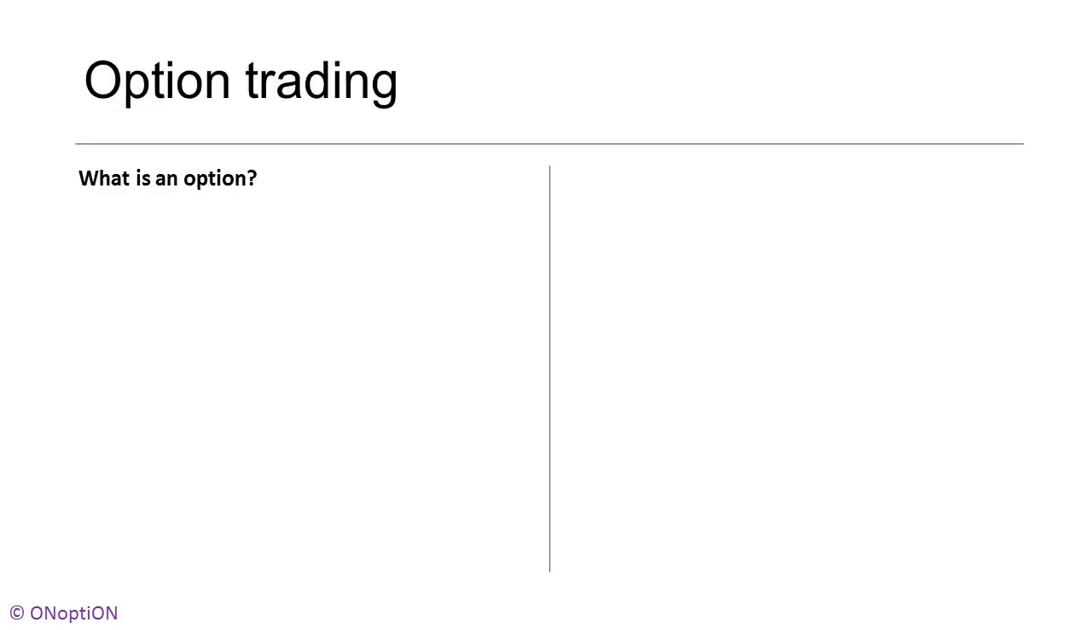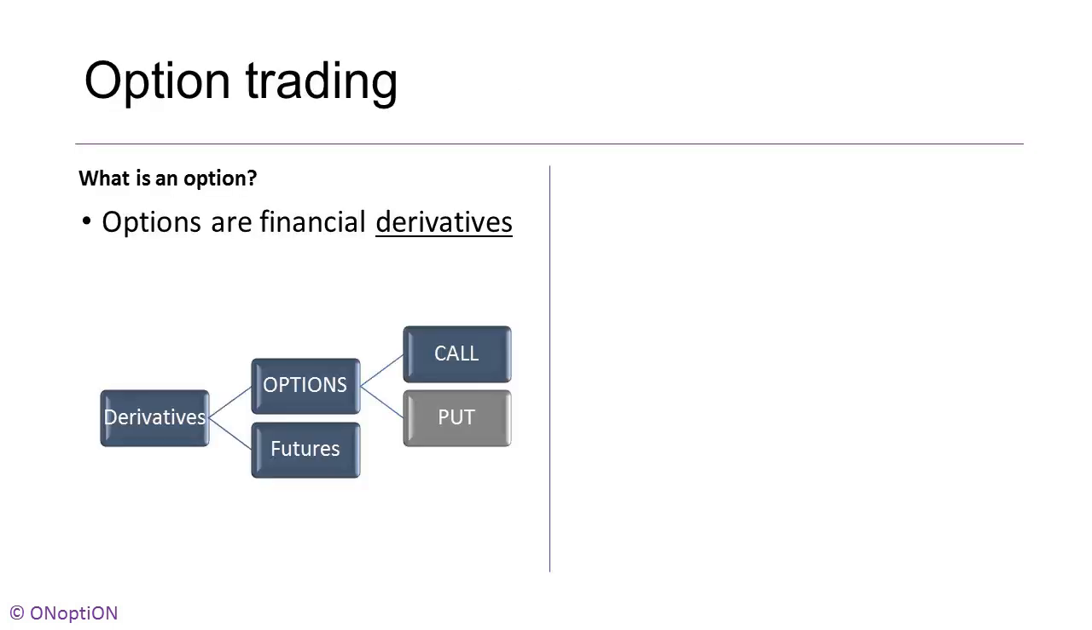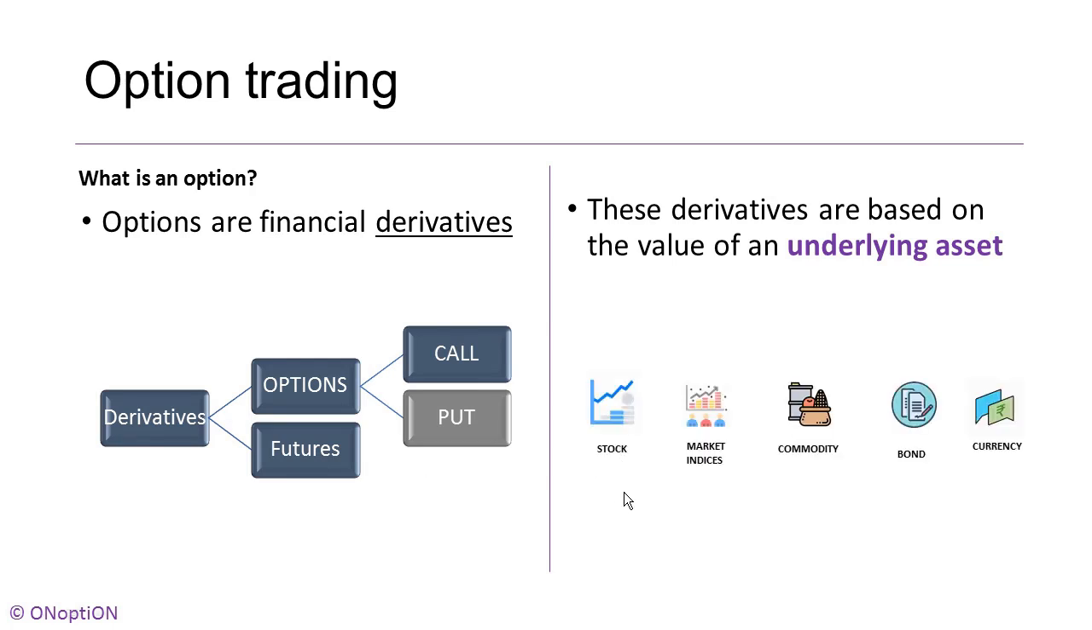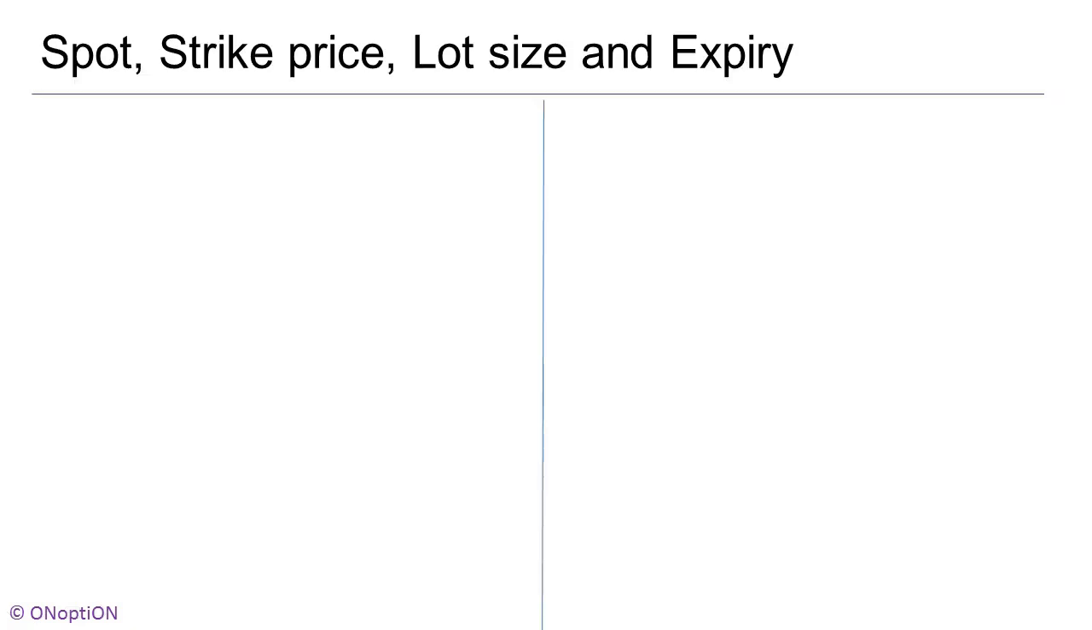Let's start with what is an option. Options are financial derivatives. These derivatives are based on the value of an underlying asset. Underlying assets can be a stock, an index, a commodity, a bond or even a currency. Let's start with the basic terms: spot and strike price, what is lot size, what is expiry.